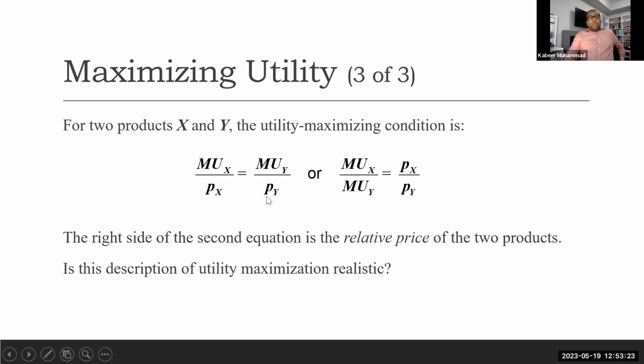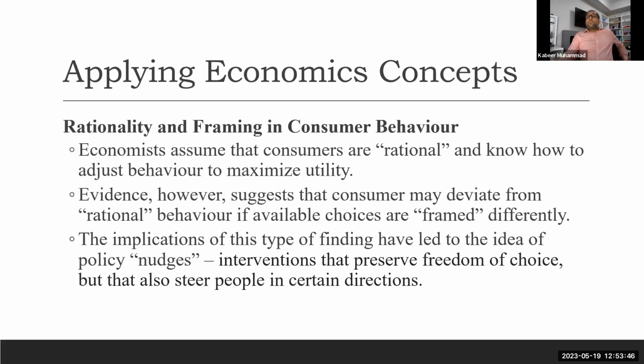Now we can rearrange these terms, and we see here that the marginal utility of X over the marginal utility of Y is equal to Px over Py. Px over Py is the relative price of these two products, and this is the slope of the budget line as well. So utility is maximized where the relative price is equal to the marginal utility of X over the marginal utility of Y.